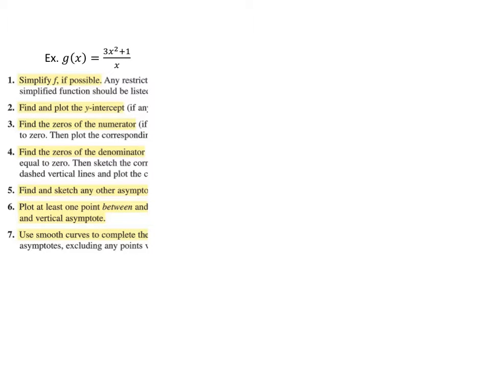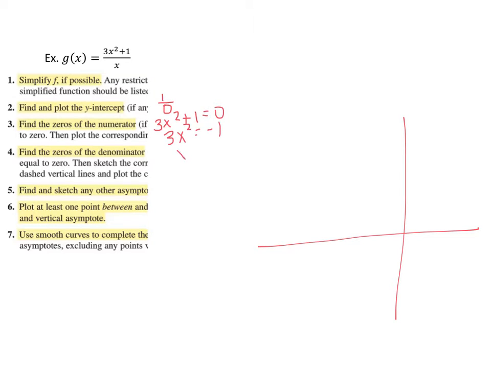Okay, simplify if possible. There is no factoring to be done. Y-intercept, so I'm going to have 1 over 0, which is undefined, so I do not cross my y-axis. My x-intercept is my zeros of my numerator. 3x squared plus 1 equals 0. 3x squared equals negative 1. X squared equals negative 1/3. And when I take the square root of a negative, I get an imaginary number, so there is no x-intercepts either.